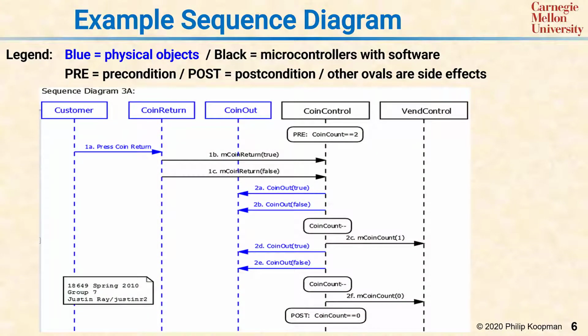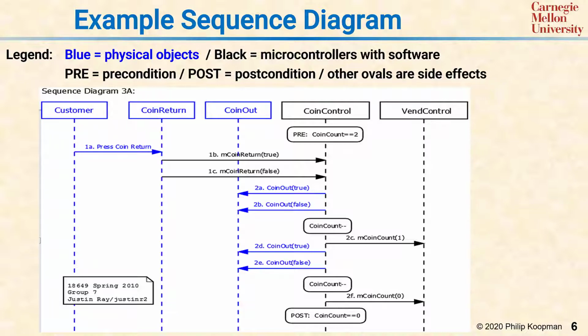Here's an example sequence diagram for a soda vending machine. In this diagram, blue represents physical objects, not computers, and black is microcontrollers with software, although that is a non-standard notation. Pre means precondition, post means postcondition, and other ovals are side effects.